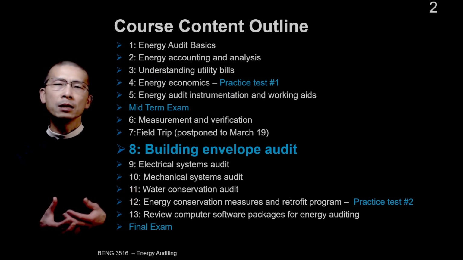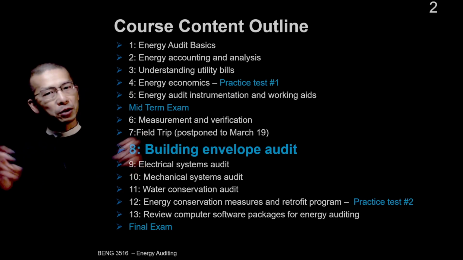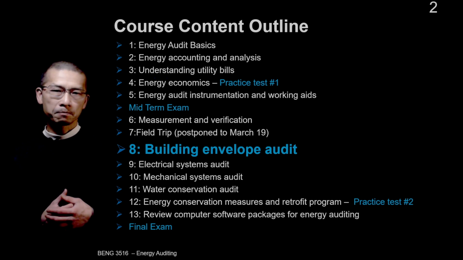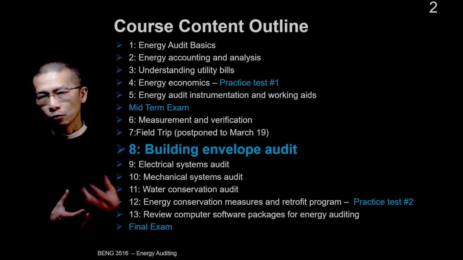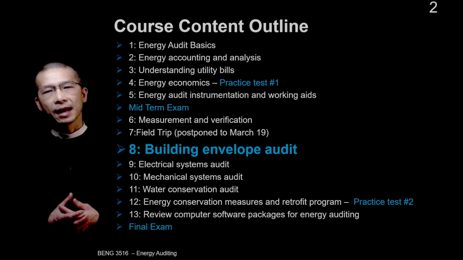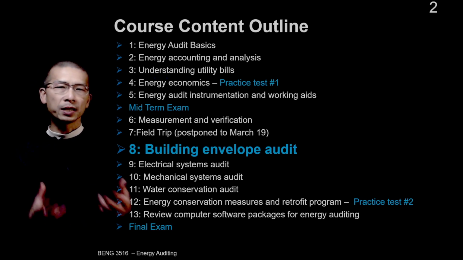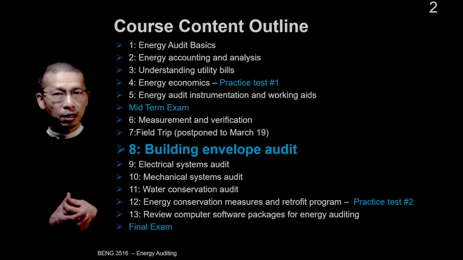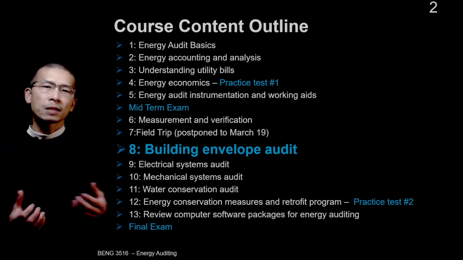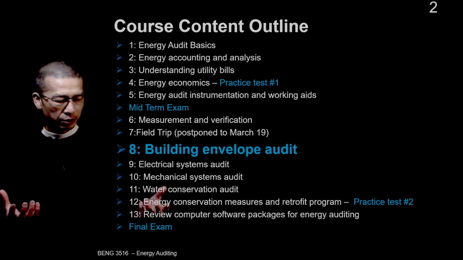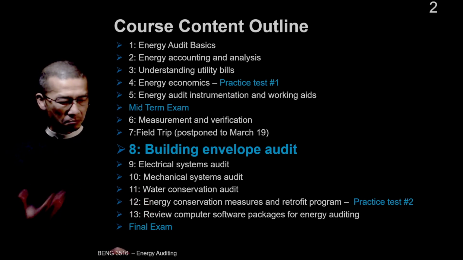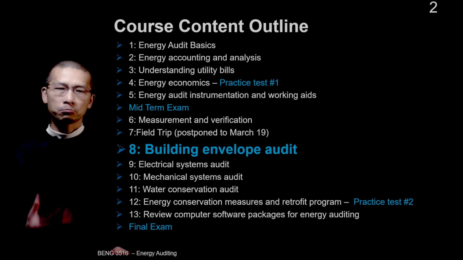Today we move from numbers to the building structure itself with this building envelope audit. We'll examine how the skin of the building, the walls, windows, and roofs, act as the primary barrier for heat and air movement. Our focus will be on understanding how heat transfer occurs through these elements and identifying the data we need, such as insulation details and window types, to reduce the building's overall thermal load.